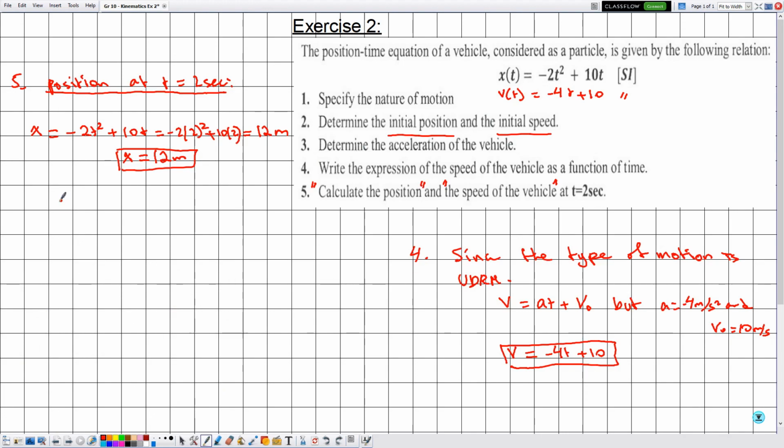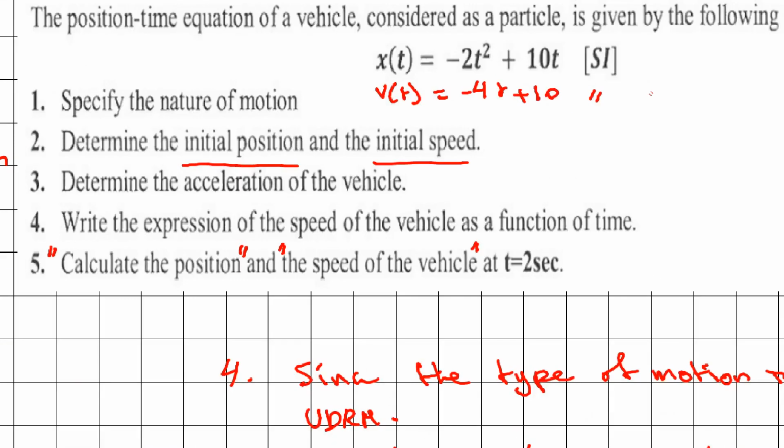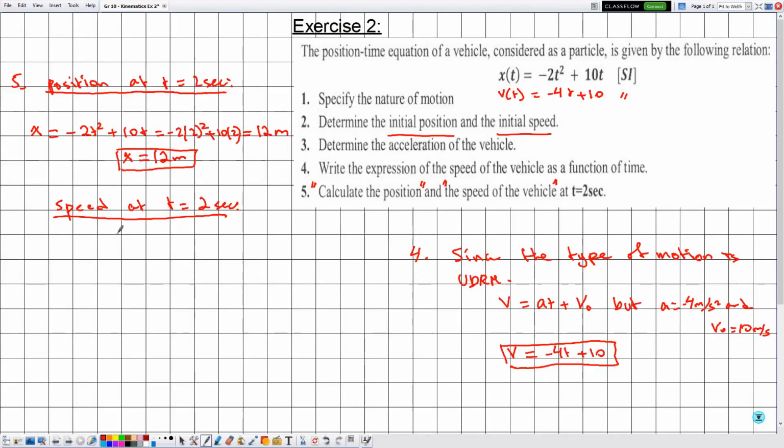Now as for the speed of the vehicle, the speed at t is equal to 2 seconds. In this case we need to refer to the equation that gives us the explicit expression of v as a function of time, knowing that time is equal to 2 seconds. So v is equal to -4t plus 10. Now replacing t by 2 and plugging this into the calculator, the value of v is given by 2. Since everything is expressed in the SI, the value of v will be expressed in meters per second. So v is equal to 2 meters per second.